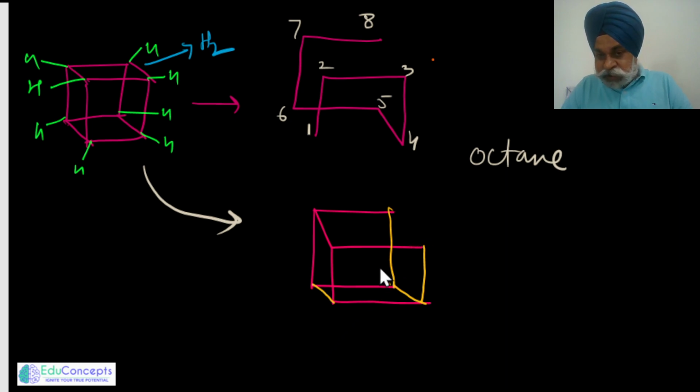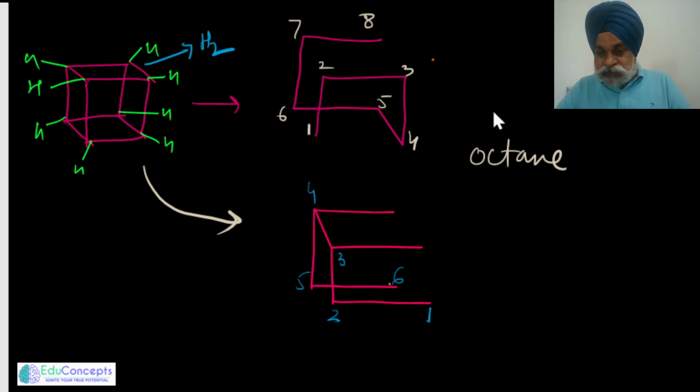You broke it from here, 1, 2, 3, 4. Oh, sorry, 4, and then this one is 5. So in doing so, now you just count the number of carbon atoms in it. The longest chain which I am seeing here is 1, 2, 3, 4, 5, and 6.